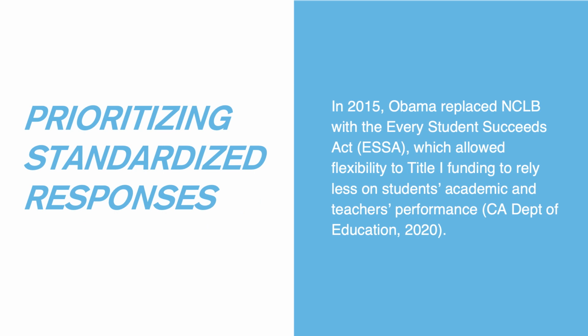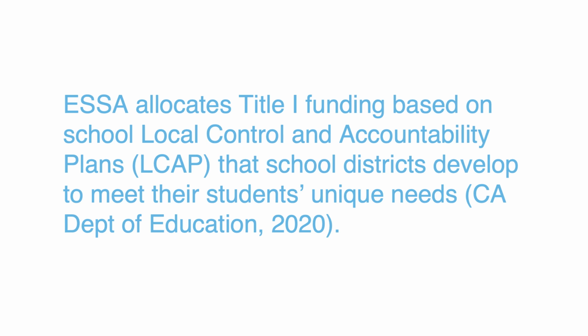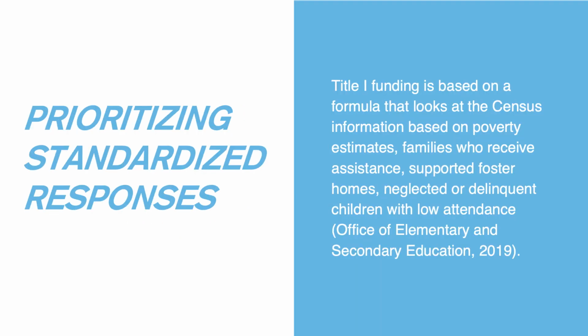backgrounds. In 2015, Obama replaced NCLB with the Every Student Succeeds Act, which allowed flexibility to Title I funding to rely less on students' academic and teachers' performance. ESSA allocates Title I funding based on the school local control and accountability plans that school districts develop to meet their students' unique needs. Title I funding is based on a formula that looks at census information based on poverty estimates, families who receive assistance, supported foster homes, neglected or delinquent children with low attendance.